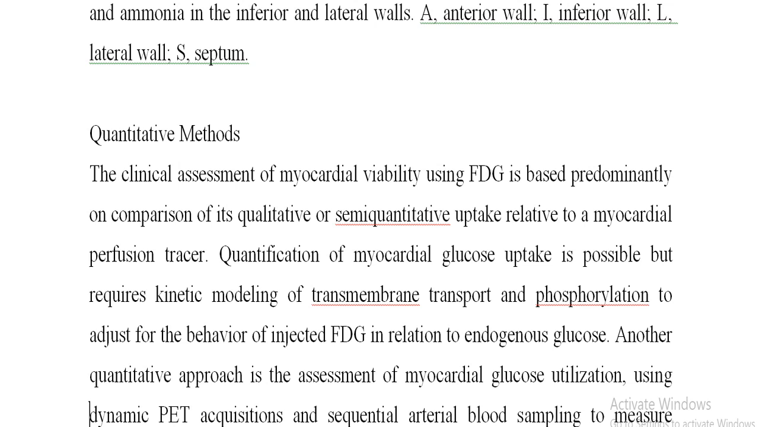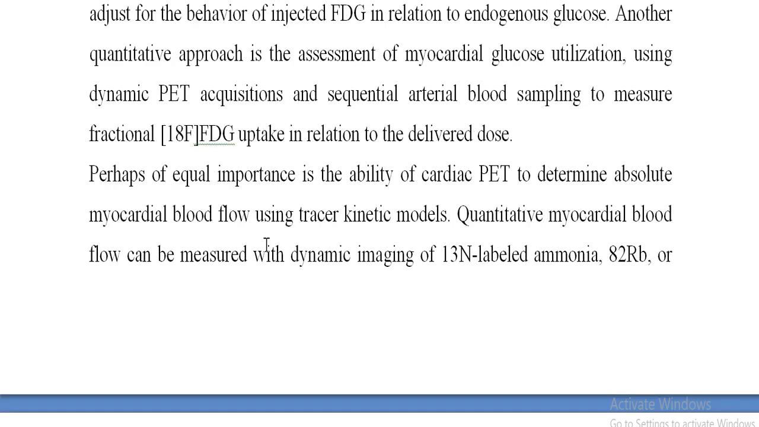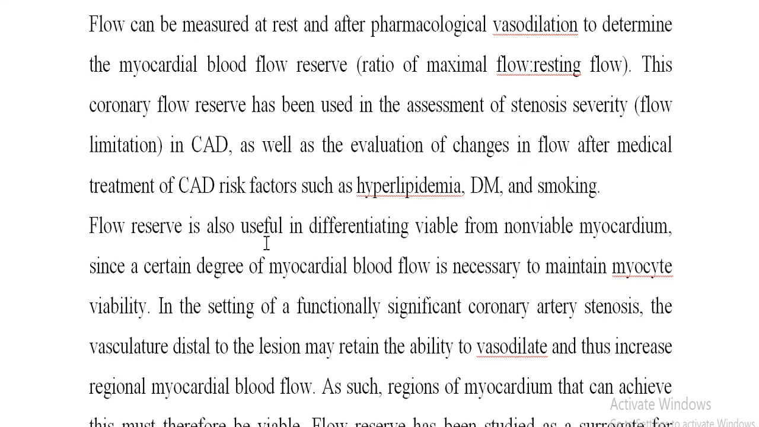Flow reserve is also useful in differentiating viable from non-viable myocardium, since a certain degree of myocardial blood flow is necessary to maintain myocyte viability. In the setting of a functionally significant coronary artery stenosis, the vasculature distal to the lesion may retain the ability to vasodilate and thus increase regional myocardial blood flow. As such, regions of myocardium that can achieve this must therefore be viable. Flow reserve has been studied as a surrogate for myocardial viability in patients with previous infarction and chronic CAD.